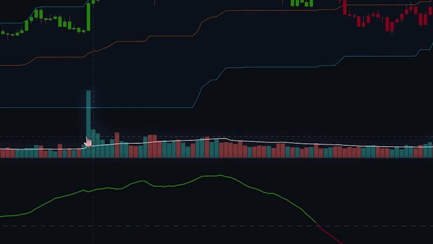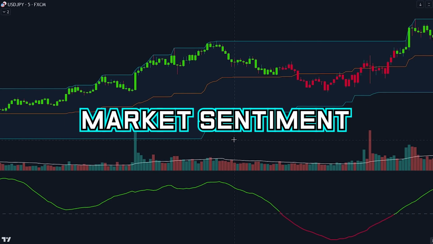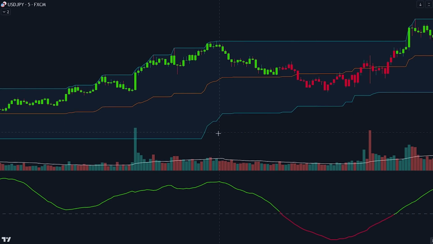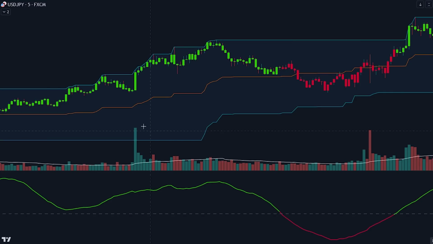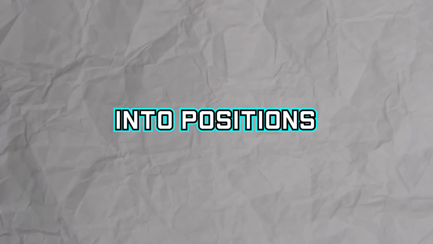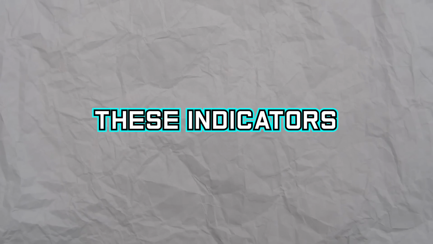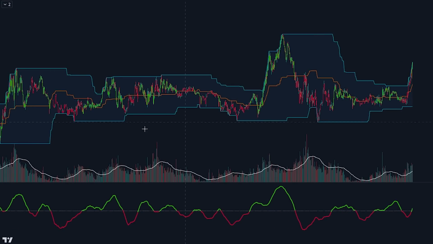This combination allows us to assess price action, market sentiment, and liquidity, providing a more comprehensive view of market dynamics and enhancing the accuracy of our trading decisions. Now let's take a look at how we implement this and enter into positions by using these indicators. In this case, we can see the following.